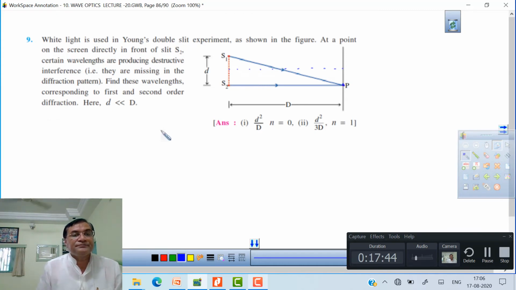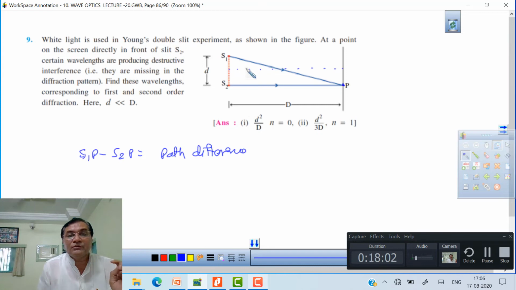So here we have to find our first path difference. So path difference is S1P minus S2P. This is your path difference. So how can we find out what S2P is? I think this is Pythagoras. We can use it.